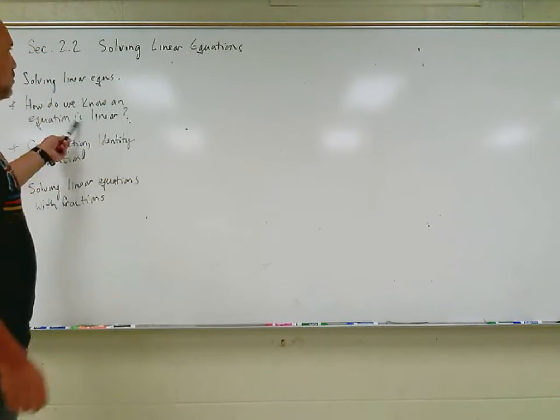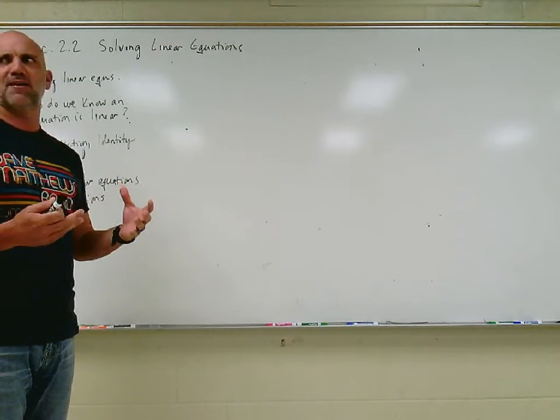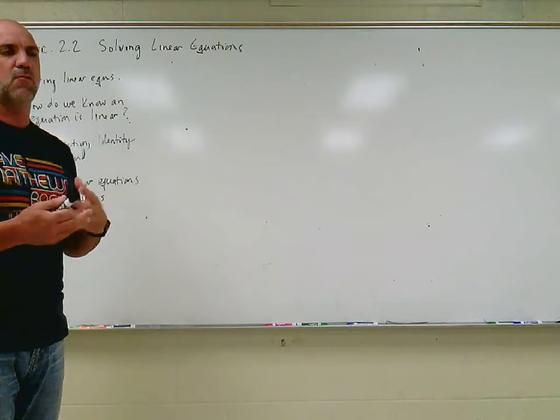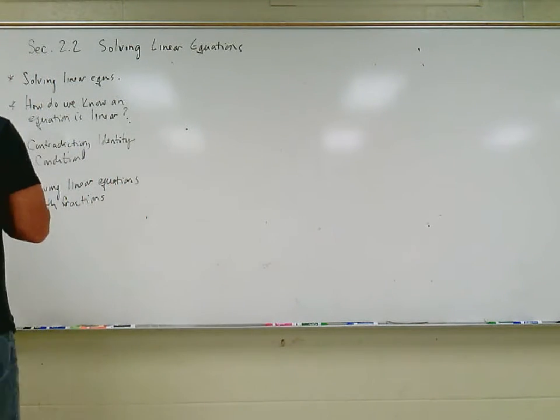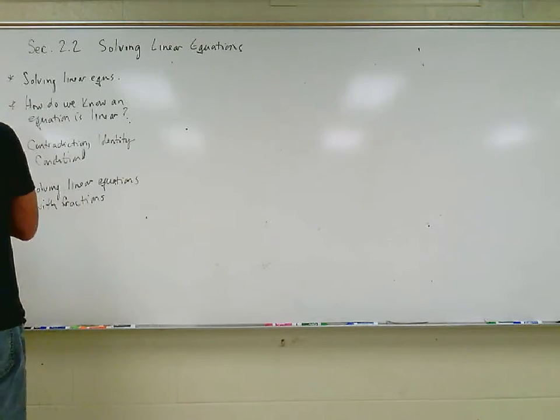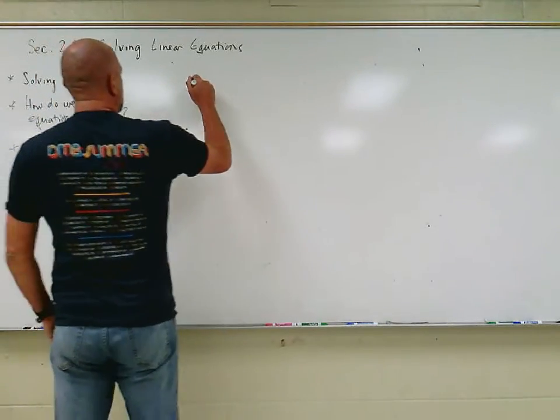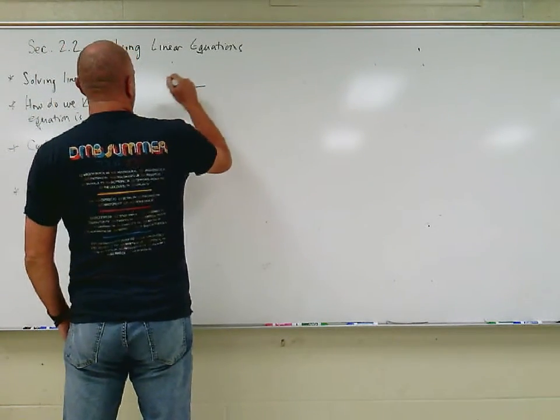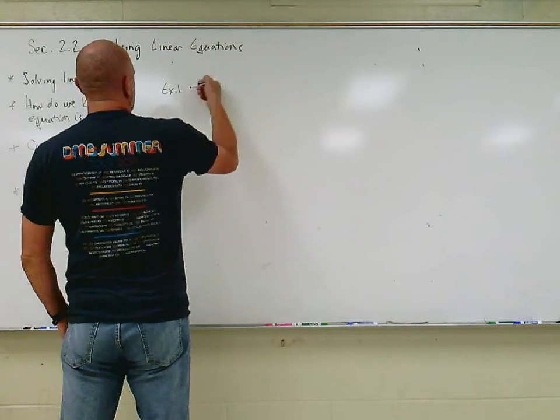First of all, how do you know, it's a fancy word, linear equation? How do we know we have a linear equation? What does that mean? The slope is constant. Yeah, so we'll call this example one. We're just gonna say solve for x.